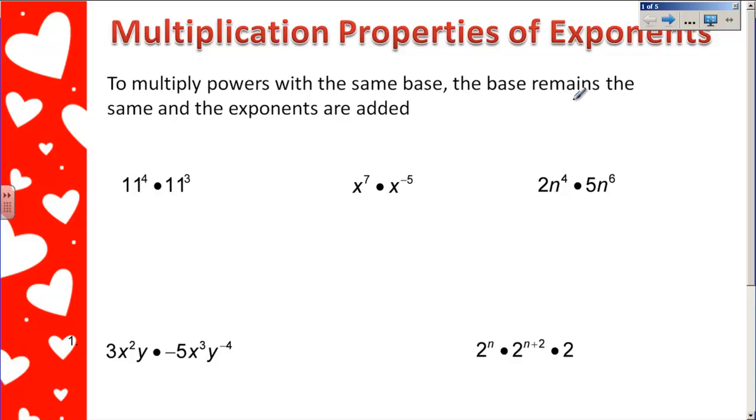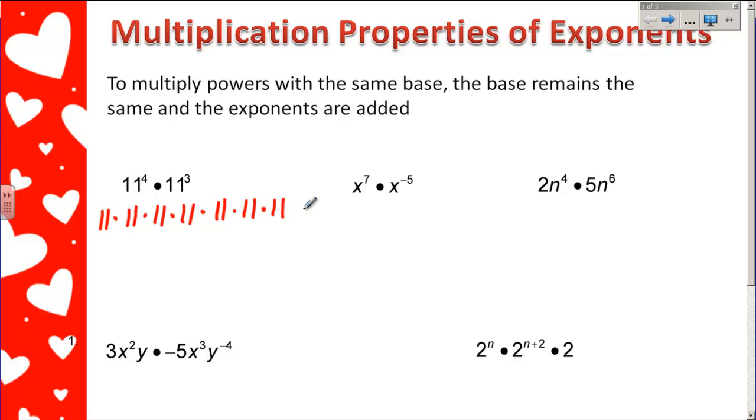To multiply powers with the same base, if you'll remember, the base is the big number with the exponent on it, the base remains the same and the exponents are added. Here is an example. I have 11 to the fourth times 11 to the third. I can write this out in expanded form. 11 to the fourth means 11 times 11 times 11 times 11.